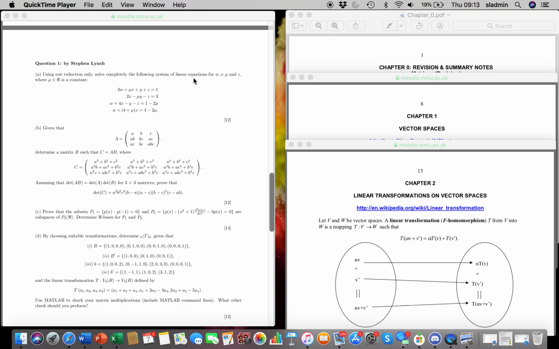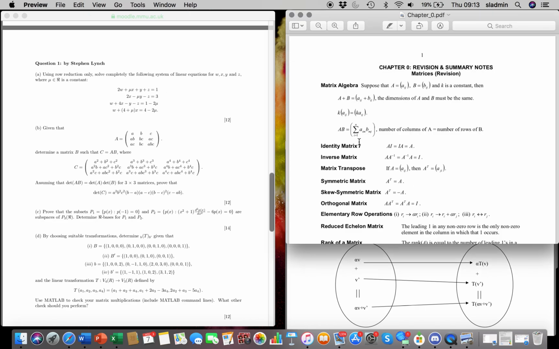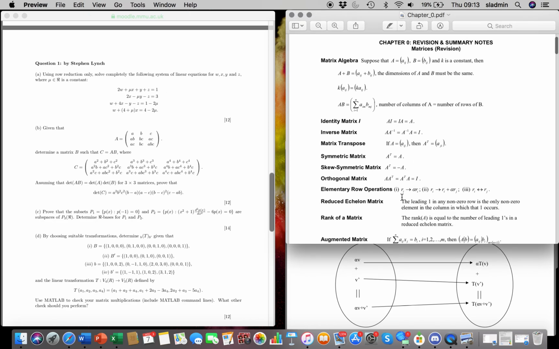Question 1A is about row reduction. We did cover elementary row operations, and we have done a number of examples in class with row reduction. So you're asked to solve for W, X, Y and Z, and you will solve these equations with respect to the parameter mu. Be careful, because you have to solve this system completely. So ask yourselves, what does this mean, solve completely?